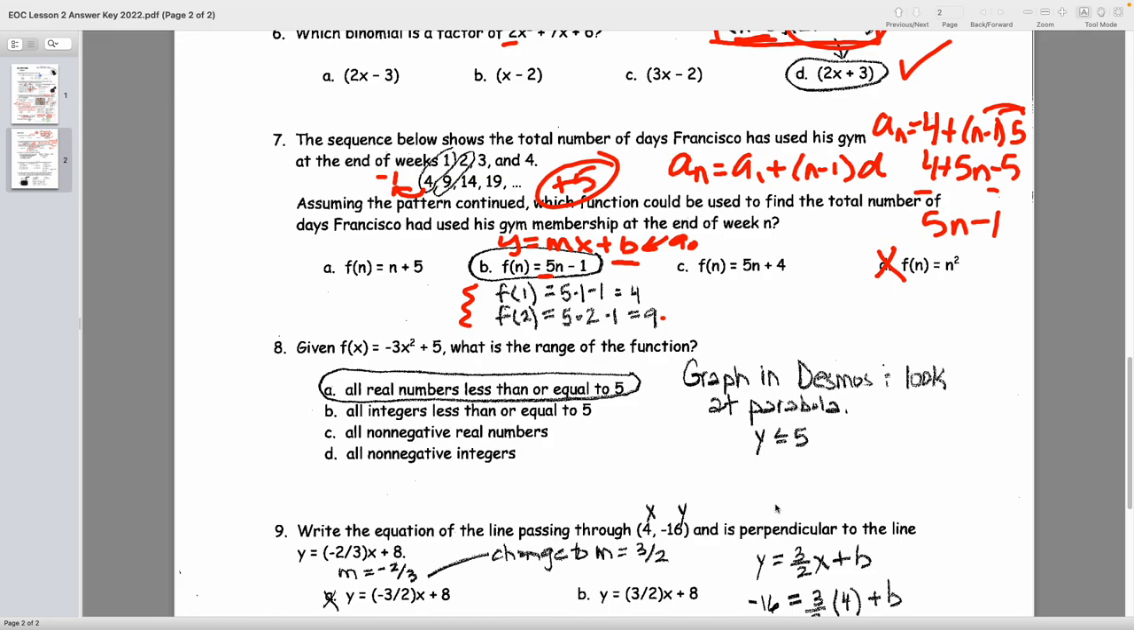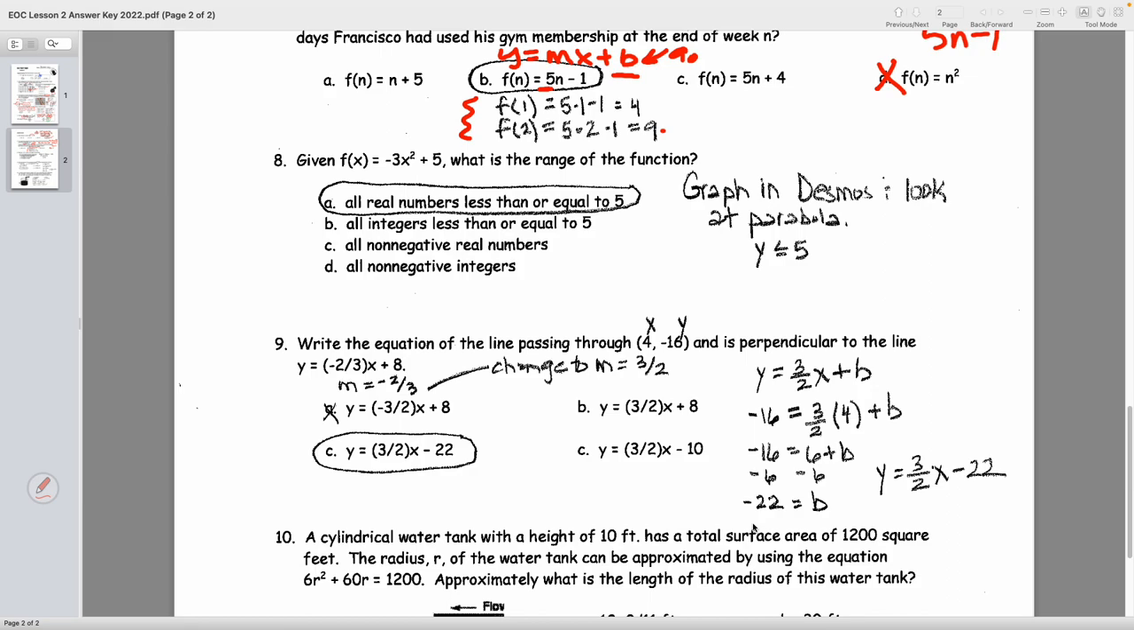All right, number 8. Since this is calculator active, what you needed to do is just graph negative 3x squared plus 5. You're going to get one of those parabolas that we talked about very briefly on Friday, and it's going to look something like this.